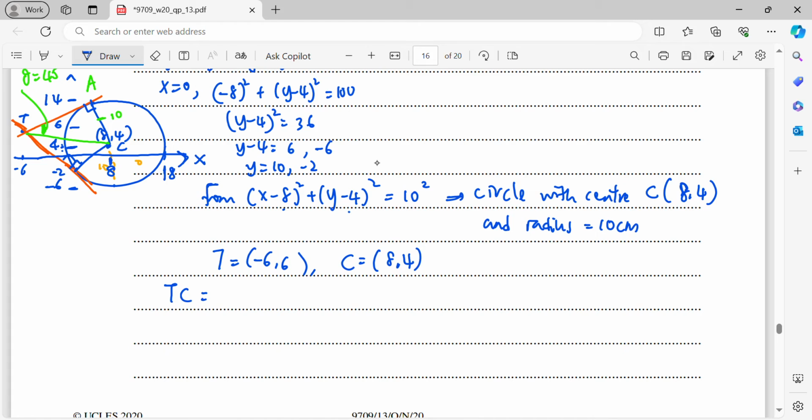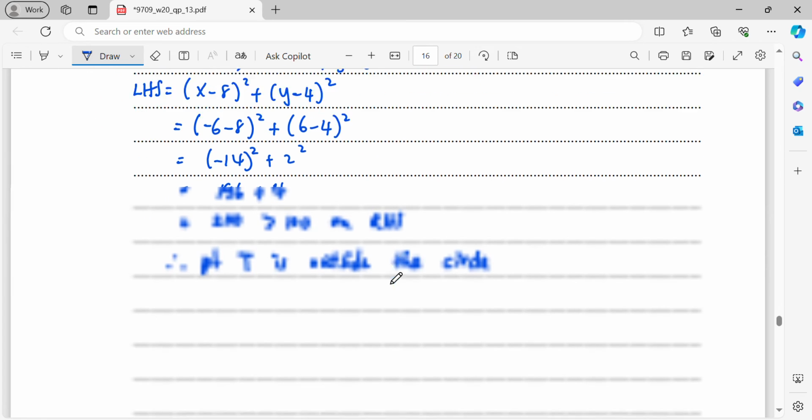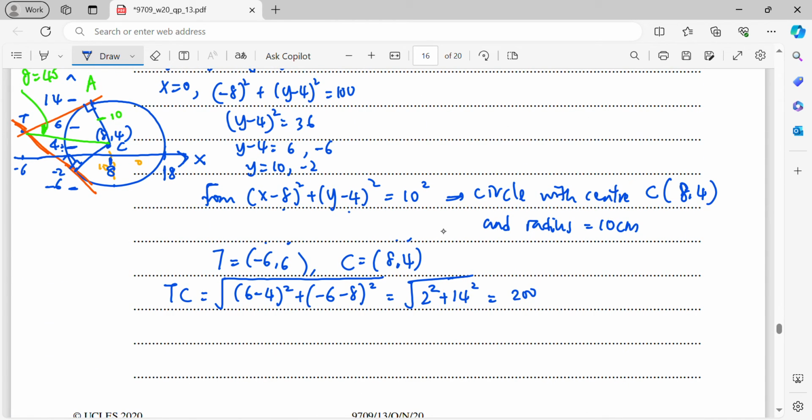So the length between 2 points is basically the square root of y1 minus y2 squared, so 6 minus 4 squared, plus x1 minus x2 squared, minus 6 minus 8 squared. Then this is going to be the square root of 6 minus 4 squared, which is 2 squared, plus 14 squared. This is counted already, 200, because just now we have counted the first part. So this is the square root of 200.